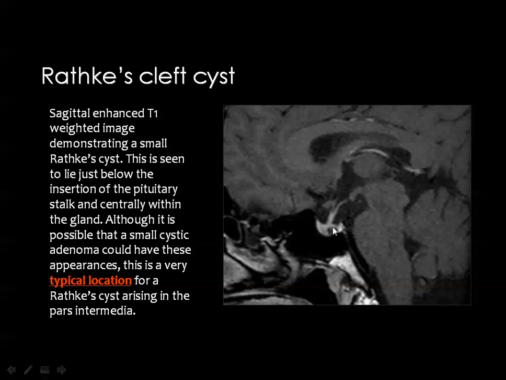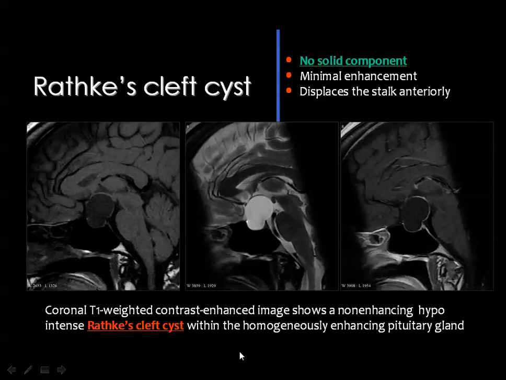Then you see a small cystic lesion, which is immediately below the level of the infundibular stalk. And also you see here, although it is possible that a small cystic adenoma could have this appearance, this is a very typical location for Rathke's cleft cyst. As I mentioned, it is related to the infundibular stalk.